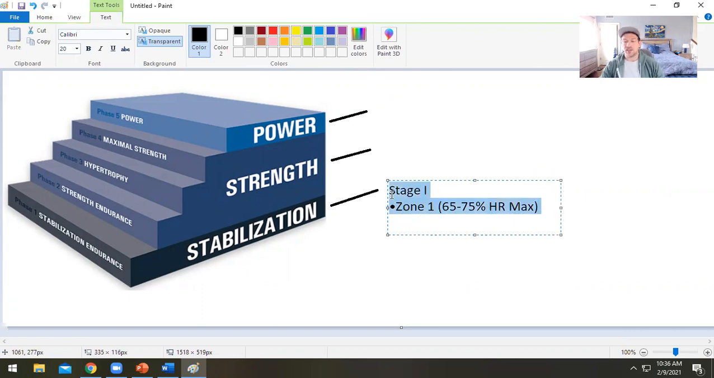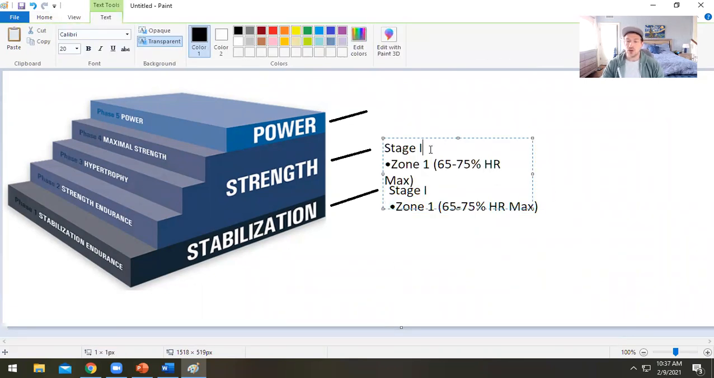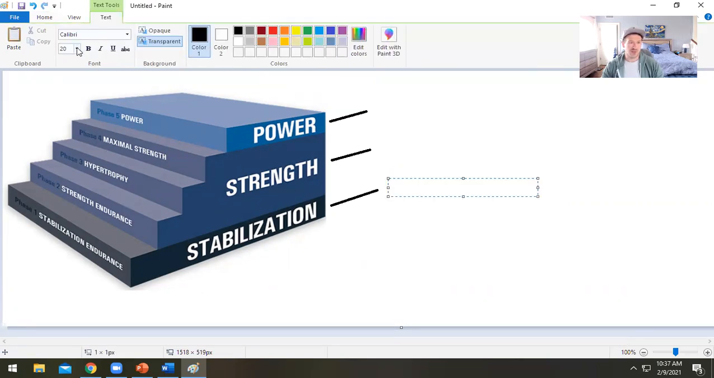But then we've got clients who are in the strength level. Well, they qualify for stage 2 cardio, which is going to consist, I need to make this font smaller. Sorry. How does one make font smaller? There we go.